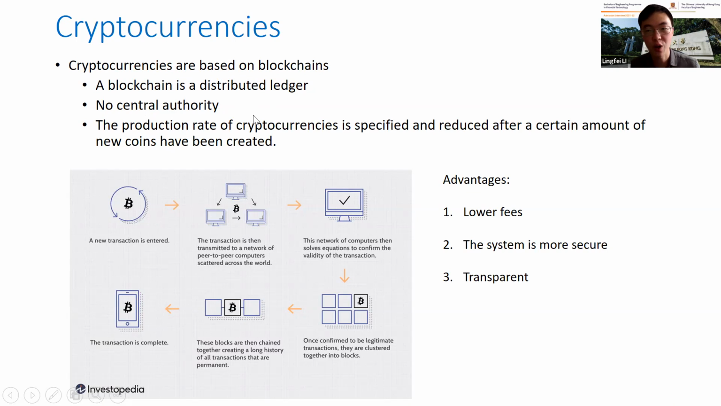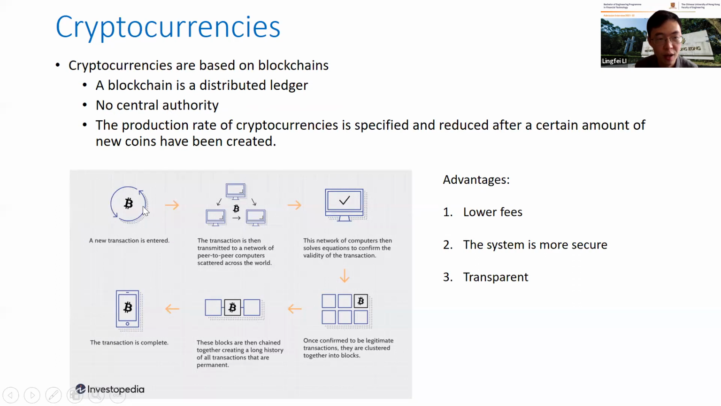Typically, banks serve as the central authority in settling transactions, and they can really charge you a lot, especially for cross-border transactions. Within a border, typically the fee is quite low, but across borders, the fee could be very high. So if you use blockchains, one advantage is lower fees, because there's no central authority.